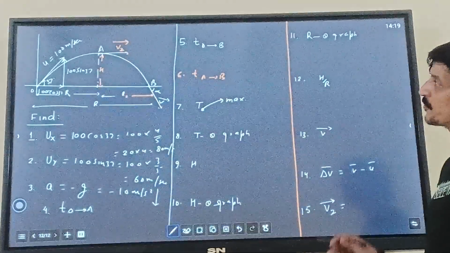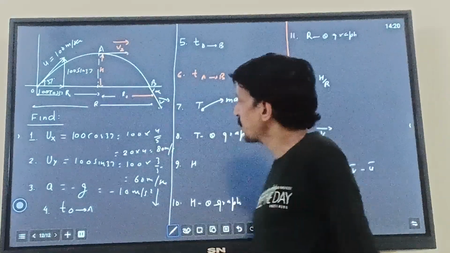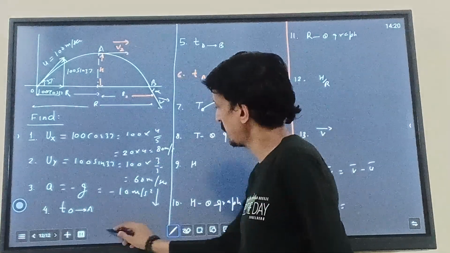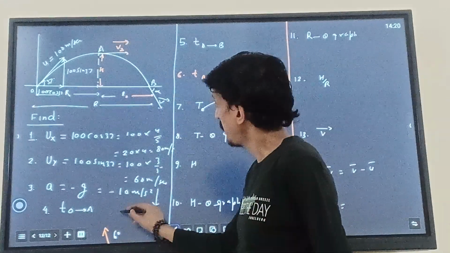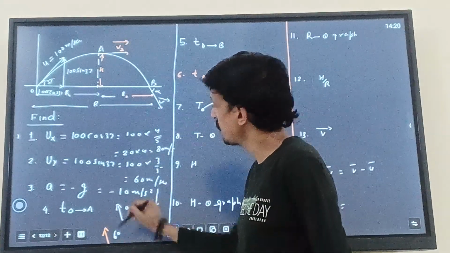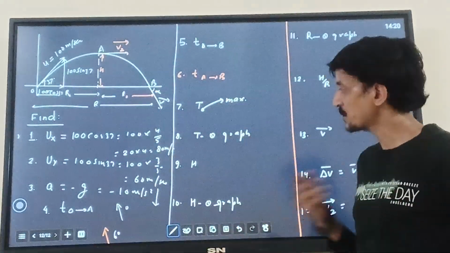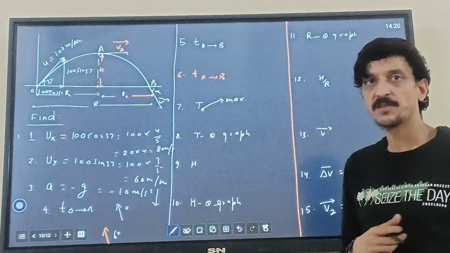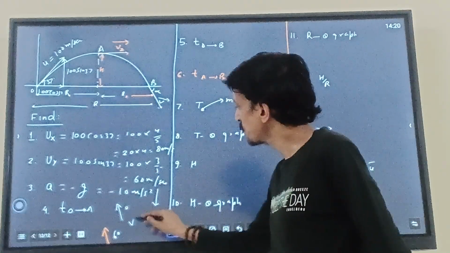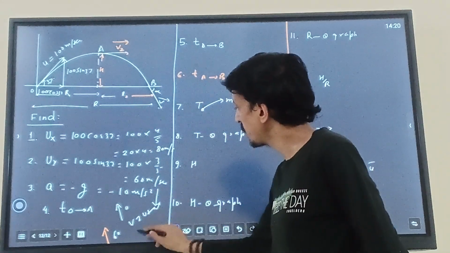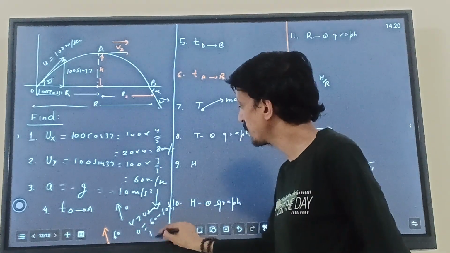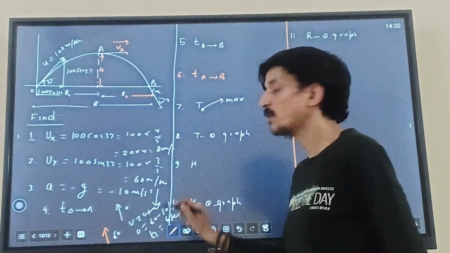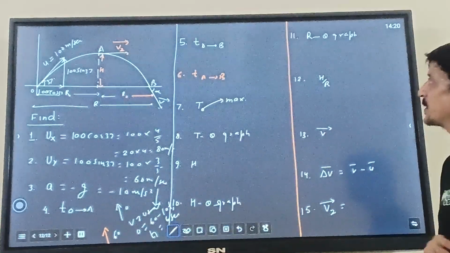Next question is time from O to A. So time from O to A, we can calculate that initially along y-axis velocity is 60, and at A, y velocity will be 0. So velocity initial and final of y-axis are known. So we can use v is equal to u plus at. Final velocity is 0, this is 60, acceleration minus 10 into, let's say, time t1. So if we calculate, t1 will be 6 seconds.